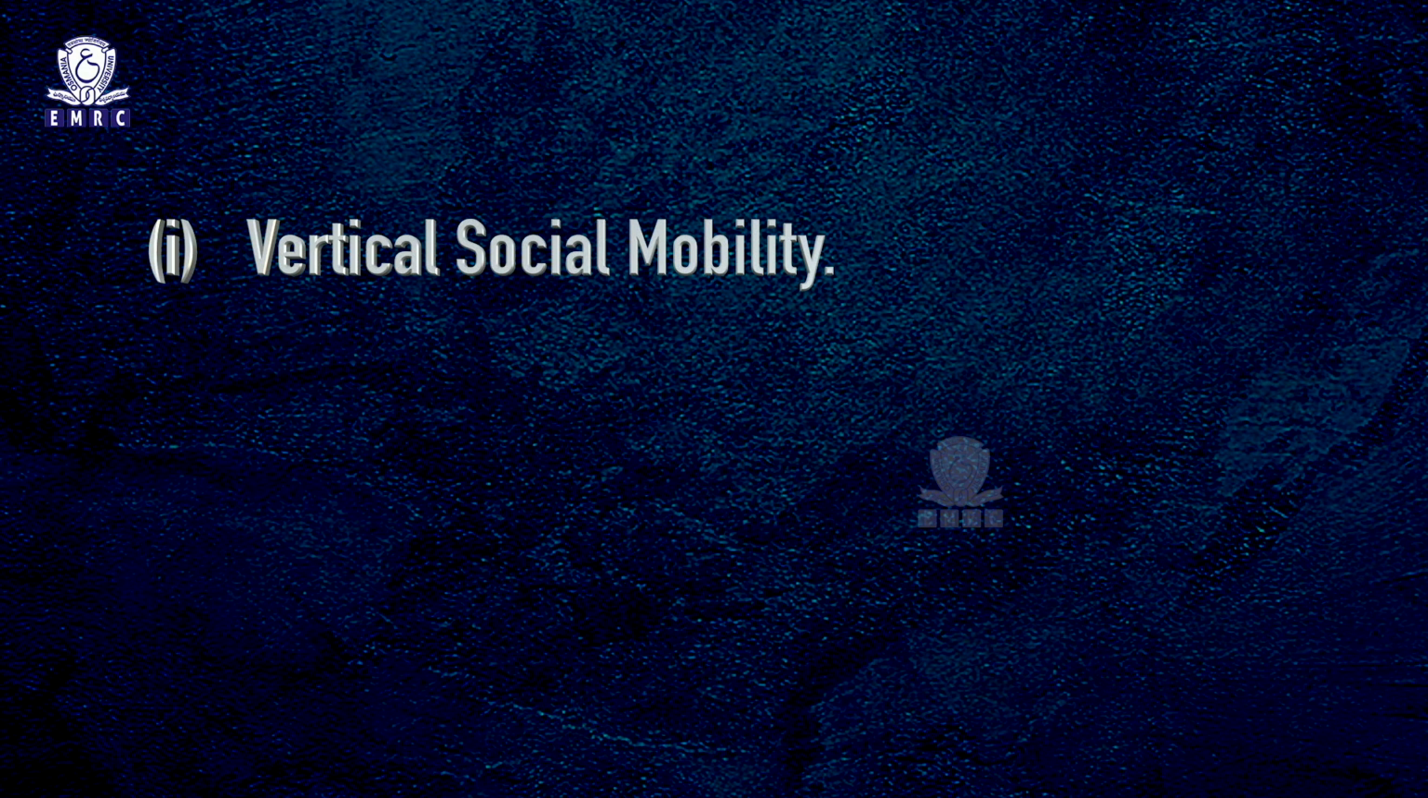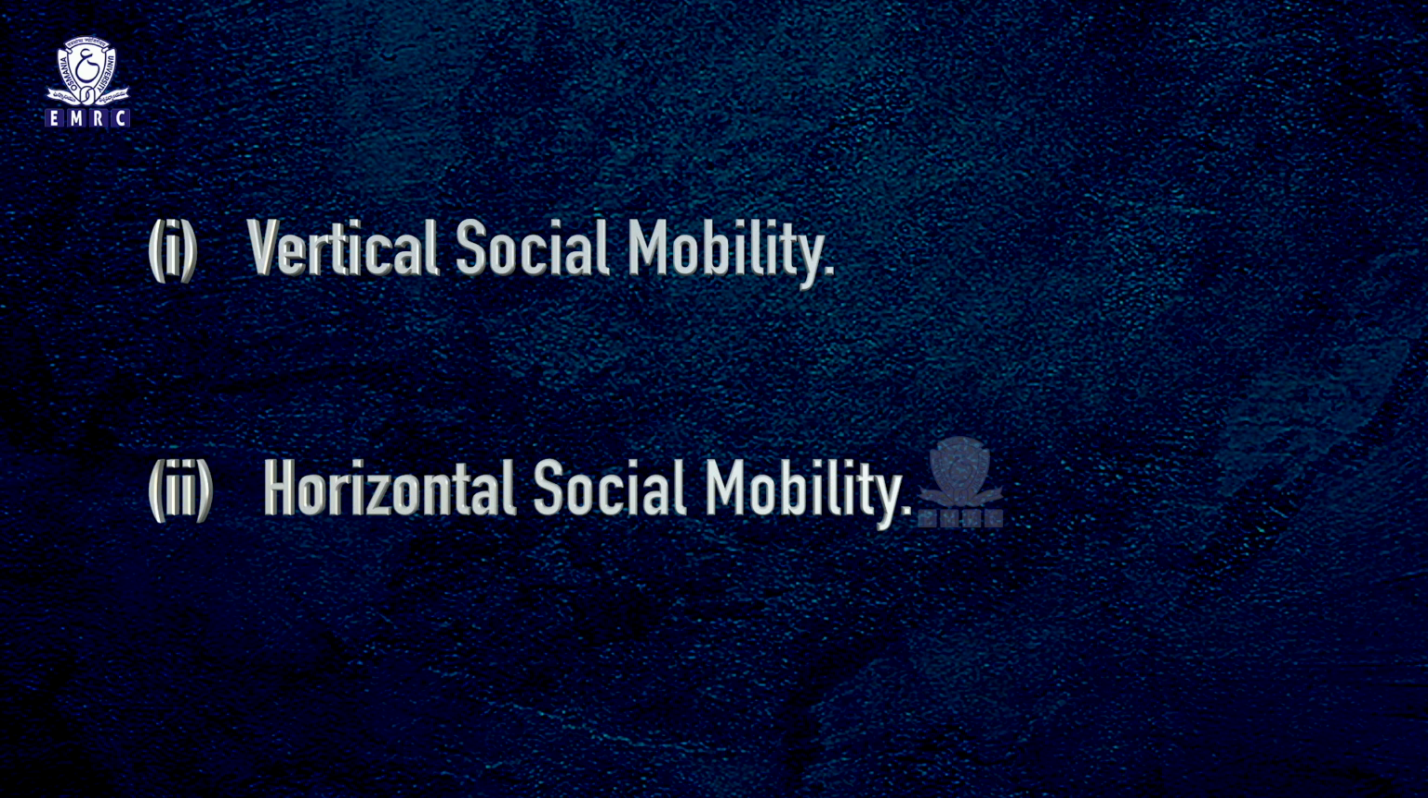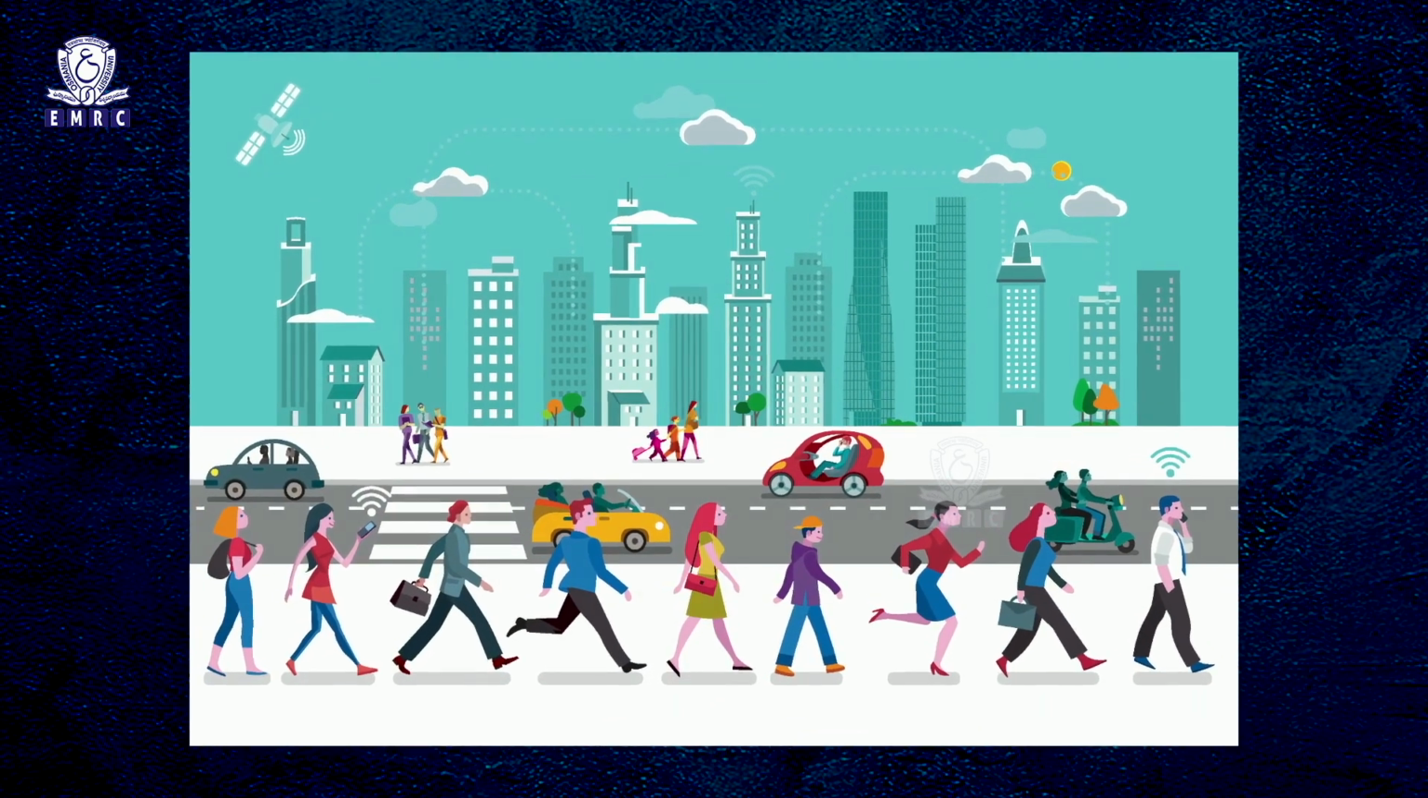Social mobility is of two types. One is vertical social mobility and the second one is horizontal social mobility. Vertical social mobility refers to the movement of people or groups from one status to another, and it involves a change in class, occupation or power. For example, the movement of people from the poor class to the middle class, from the occupation of laborers to that of bank officers, from the power position of the opposition to that of the ruling class.